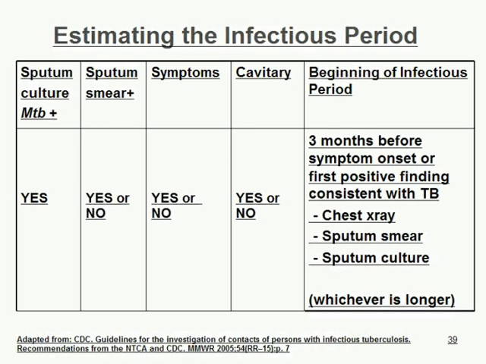In our case, the patients need to be sputum culture positive. They don't have to be smear positive. We know that 20% of transmission occurs from smear negative people who are sputum culture positive. They may or may not have symptoms. They may or may not be cavitary, although these are all indicators of level of severity of disease and perhaps increased infectiousness. And so we say the beginning of the infectious period is 3 months before symptom onset, or the first positive finding consistent with TB, which could be the chest x-ray date, the date the sputum was collected for smear, or the date it was collected for culture, whichever is longer.